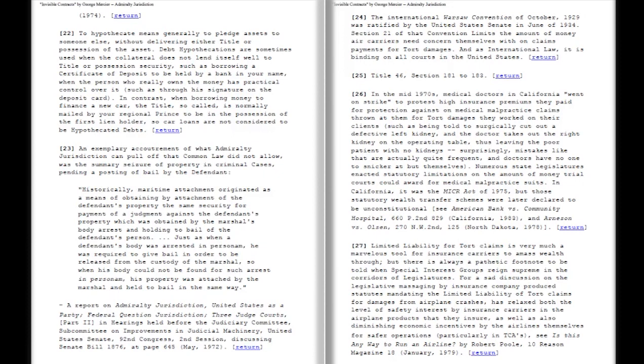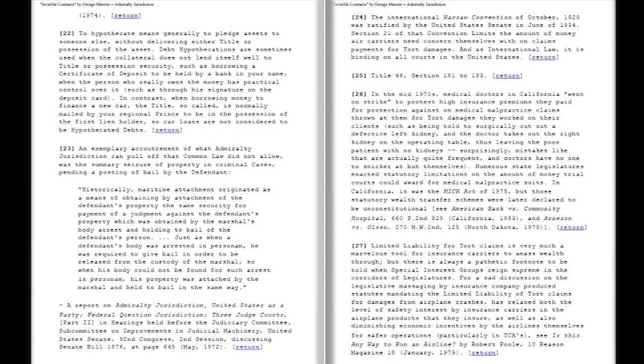Return. 23. An exemplary accoutrement of what admiralty jurisdiction can pull off that common law did not allow was the summary seizure of property in criminal cases, pending a posting of bail by the defendant. Historically, maritime attachment originated as a means of obtaining by attachment of the defendant's property the same security for payment of a judgment against the defendant's property which was obtained by the marshal's body arrest and holding to bail of the defendant's person. Just as when a defendant's body was arrested in personam, he was required to give bail in order to be released from the custody of the marshal, so when his body could not be found for such arrest in personam, his property was attached by the marshal and held to bail in the same way.